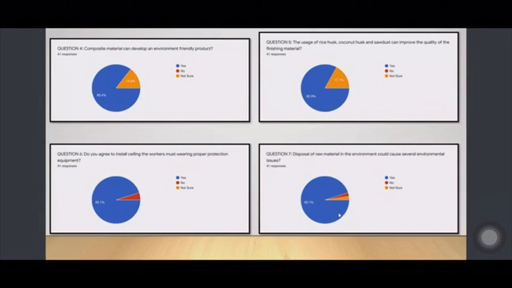Last question. Disposal of raw material in the environment could cause several environmental issues. From the 41 respondents, 95.1% chose yes because they know that raw material can avoid environmental issues and can save our earth. So, from the questionnaire, many respondents chose the composite material over other materials because it can save the world and save the human.